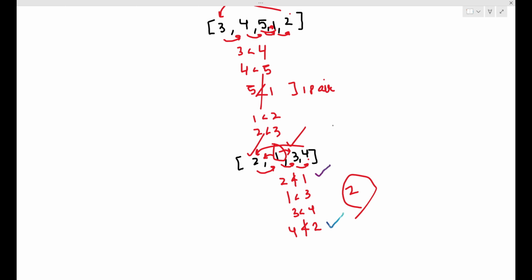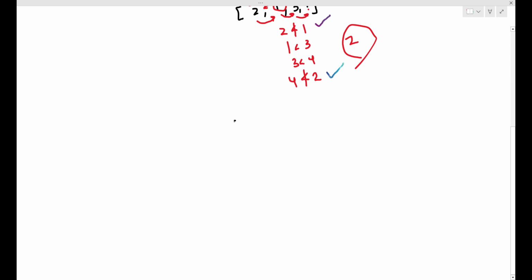Now let's see one more example, that is 1, 1 and 1. So now let's see if any pair is greater than the previous one. Now check this. Is 1 greater than 1? No. Again, is 1 greater than 1?